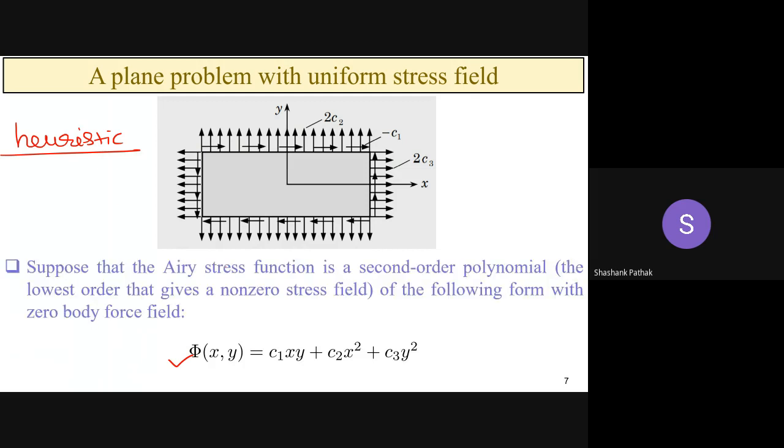So suppose that the Airy stress function is a second order polynomial. If you see, this is a second order polynomial, the lowest order that gives a non-zero stress field of the following form with zero body force field. So here we are using zero body force. There is no body force applied here. Only external stresses are applied. Body forces are not applied. So we want to see how the Airy stress function can be used in this kind of problem.